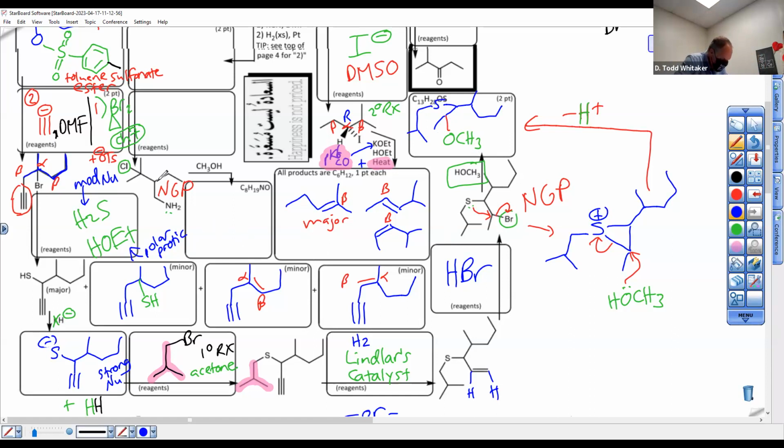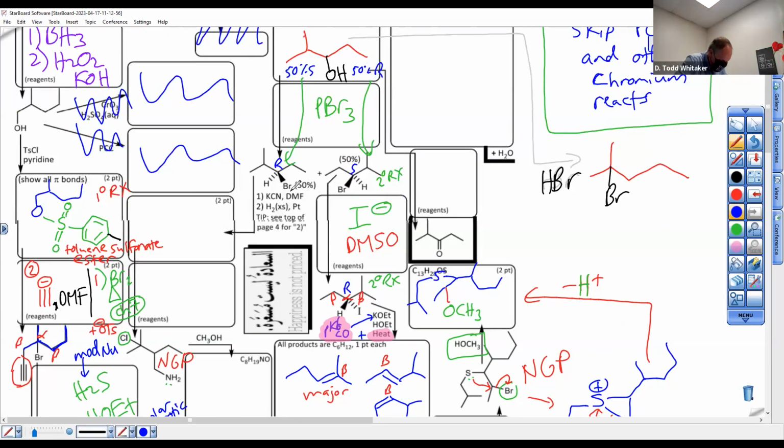We haven't set up this NGP yet. I think that's the last thing we got to do. What's your analysis here for a secondary carbon with a leaving group, a strong nucleophile, and a polar aprotic solvent? I've got a leaving group saying SN2, a strong nuke saying SN2, and a polar aprotic solvent saying SN2. You better give me an SN2. See top of page 4 for 2.